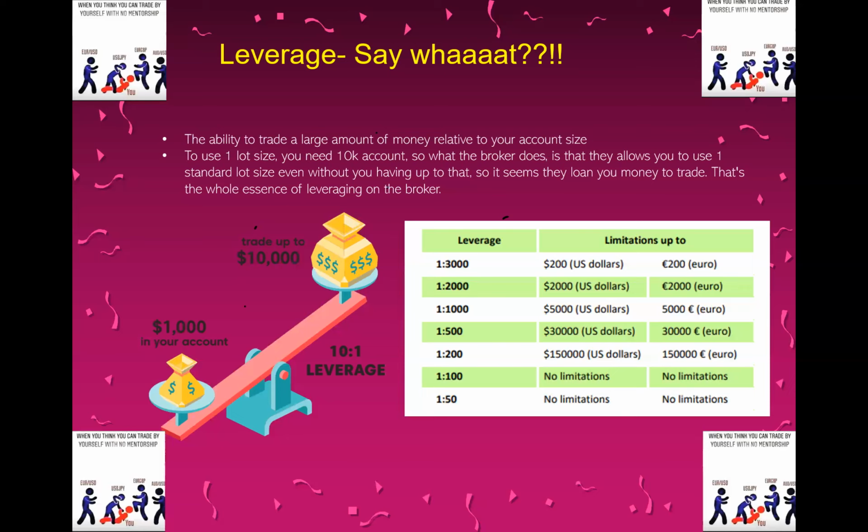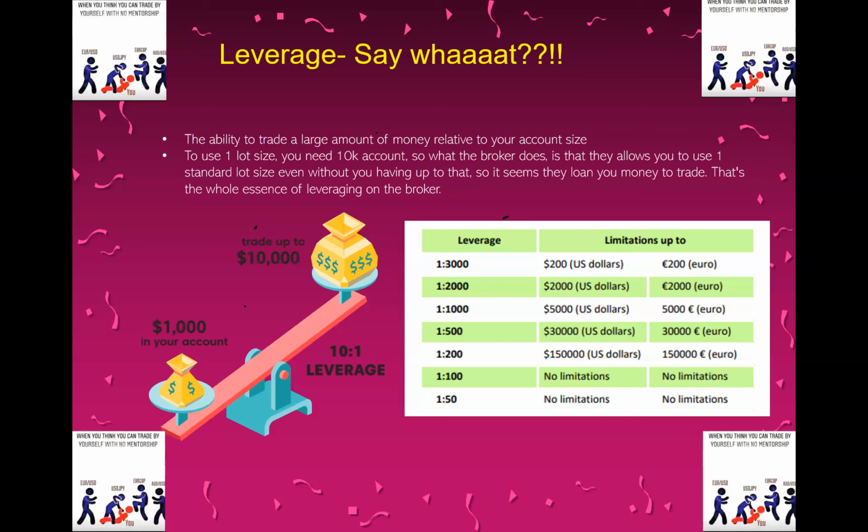The account size you have is $200. The leverage you pick is the minimum here, which is 1:50. So which means you have 50 times your account size, so that'll be 10,000. And we say that to use one standard lot size, you need a $10,000 account.